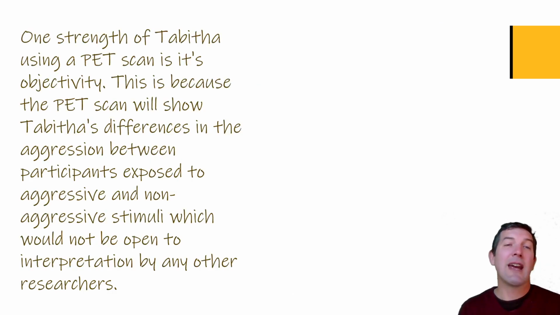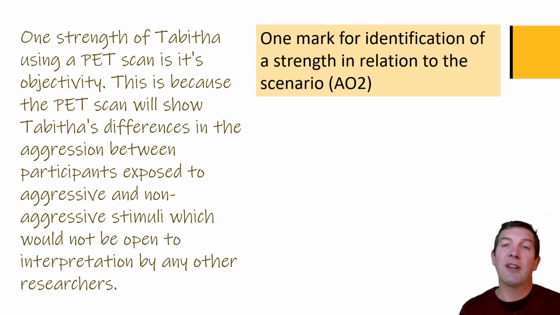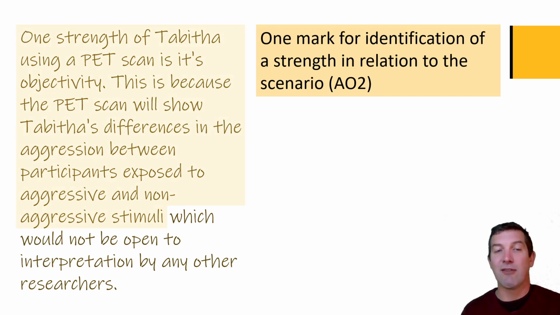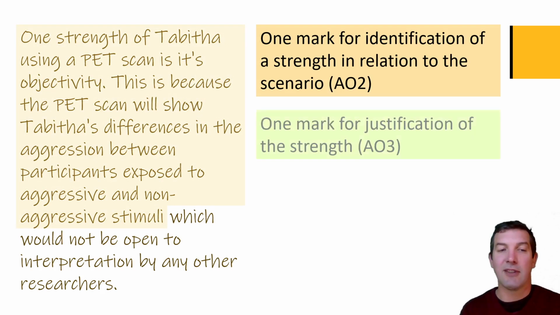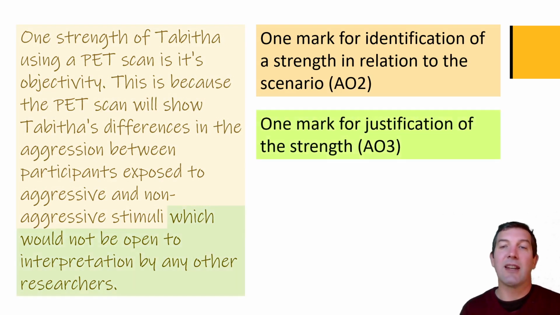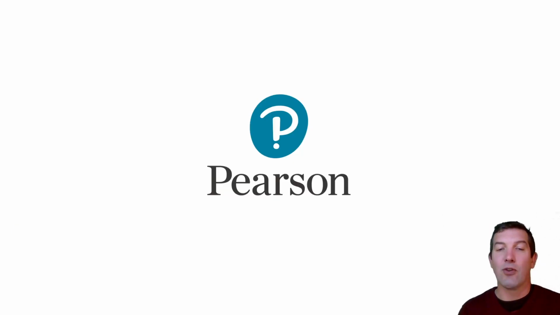Whereas this one is not quite as detailed or clear in terms of its knowledge of PET, but there is enough here for 2 out of 2 because it has identified a strength, and this is clearly related to the scenario. It's about aggression, it's about aggressive and non-aggressive stimuli, so it's gone beyond just mentioning Tabitha's name. And then this last bit is justification. It is all linked together, it logically makes sense, and therefore it's 2 out of 2.